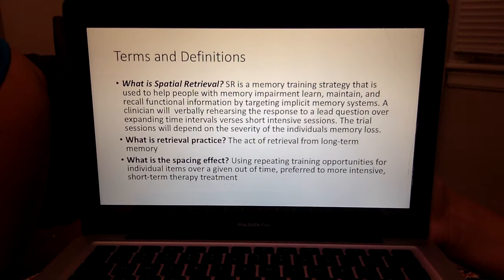What is retrieval practice? The act of retrieval from long-term memory. And what is the spacing effect? Using repeating training opportunities for individual items over a given amount of time, preferred to more intensive short-term therapy treatment.